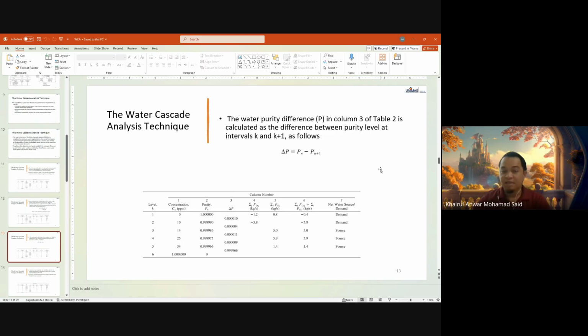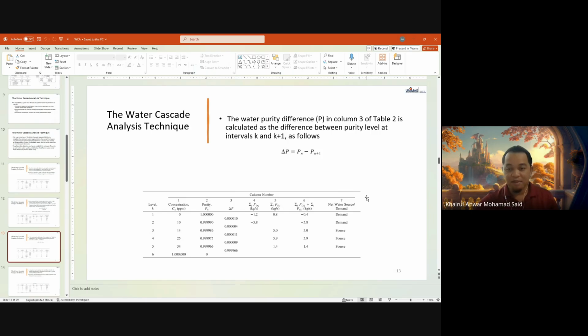For column 3, delta P. Delta P occurs in between the levels. To identify it, this is just level 1 minus level 2, and so on. Meaning 1 minus 0.99990, delta P is 0.00001.